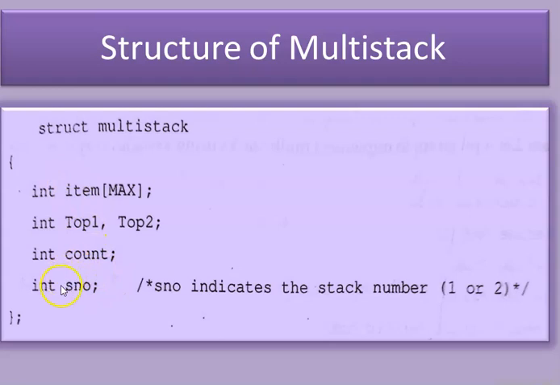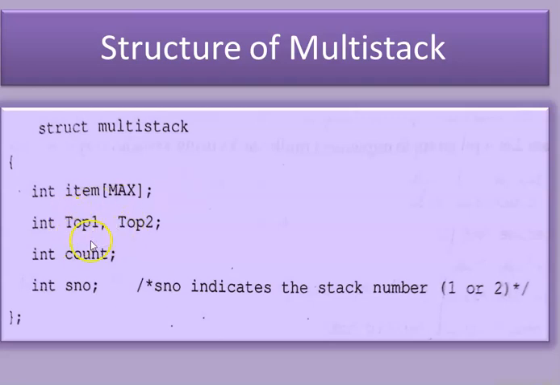Then when the value of serial number is 1, we will be handling top 1, so it becomes item of top 1. When the value of serial number is 2, it becomes item of top 2. Top 1 and top 2 are used for indexing purposes. The values of these two will be changed when we do the push or pop operation.